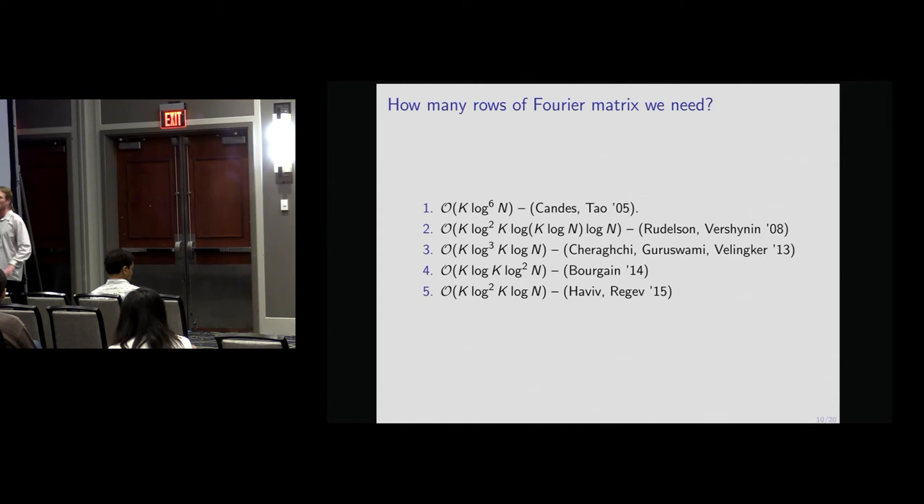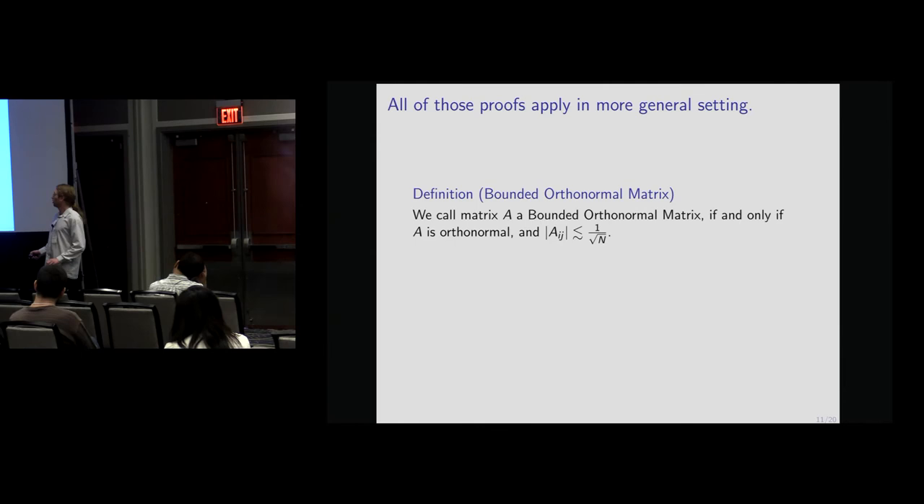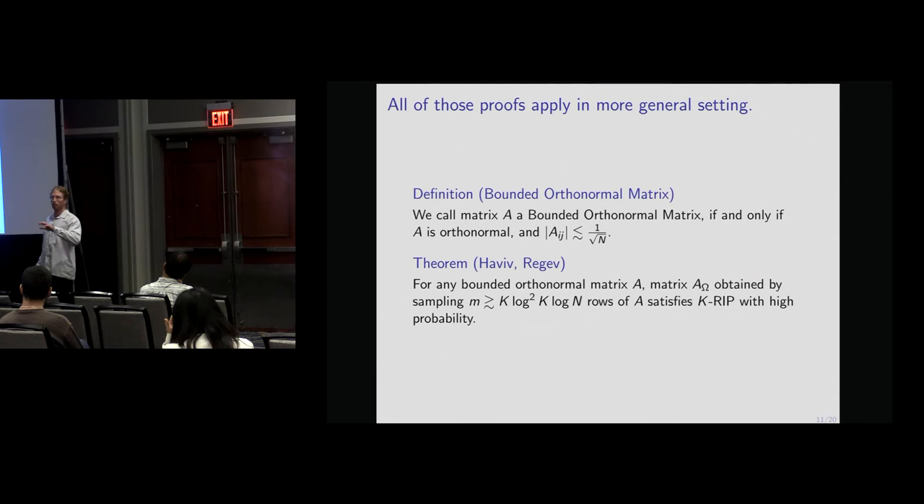Now, what I want to say in this talk is that there is a little bit of a problem with that. Namely, all of those proofs mentioned here work in a much more general setting, where we look at what I'm going to call a bounded orthonormal matrix. For me, a bounded orthonormal matrix is a matrix that has orthonormal rows and as small entries as possible given that the rows are orthonormal, up to a constant, let's say. And in particular, the discrete Fourier transform matrix is of this form. It has all the magnitudes of entries equal to 1 over square root n. So all those proofs that I mentioned actually are stated in this generality.